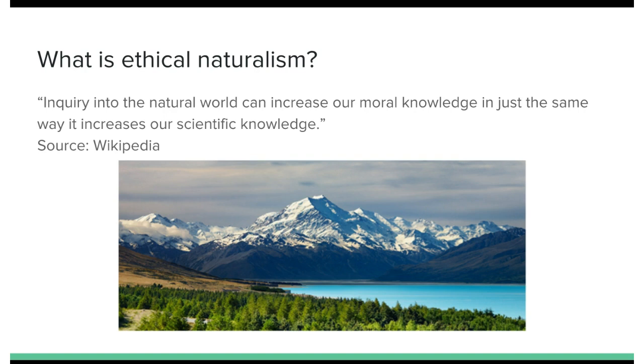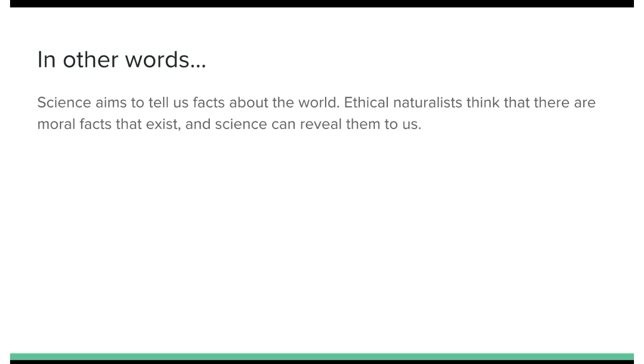In just the same way, ethical naturalists think that you can use observations and data, and also the whole concept of what's natural versus unnatural in the world to help us determine whether something is right or wrong. So in other words, science aims to tell us the facts about the world, and ethical naturalists think that there are moral facts that exist and science can reveal them to us, as opposed to something like a religious text or spiritual guide or leader or a god.